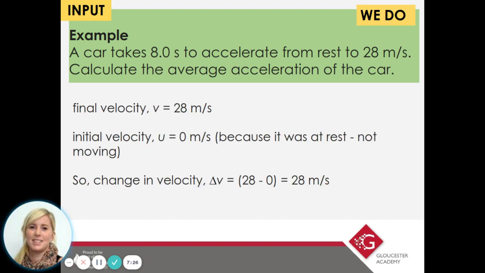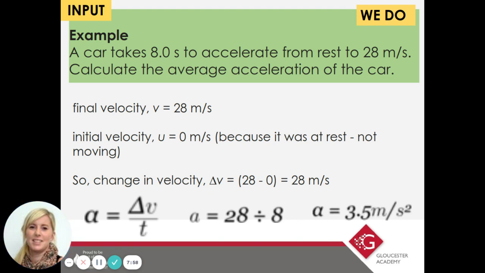So we call the final velocity V, and that obviously is 28 in this example. And then we call the initial velocity U, and in this example, because it said it was at rest, that means 0 meters per second. And so therefore the change in velocity is 28 minus 0. So you always have to do what it is at the end minus what it was at the beginning, and that's 28 meters per second for this question. And then to work out acceleration, we would do 28 divided by 8, because that was the time. And then we work out our answer for acceleration is 3.5 meters per second squared.